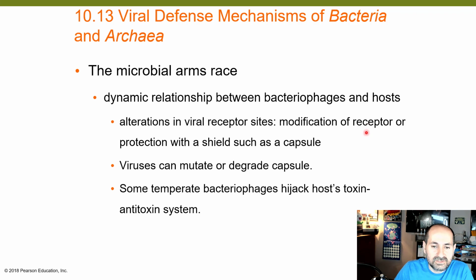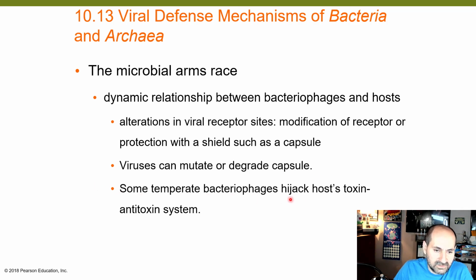What did the bacteria do? The bacteria mutated the receptors that are recognized by the virus. And the bacteria would shield itself with a capsule. So what does the virus do? The virus mutates so it can still bind to the mutated receptor, the modified receptor, or it also evolved to degrade the capsule, like use a capsule degrading enzyme or something.